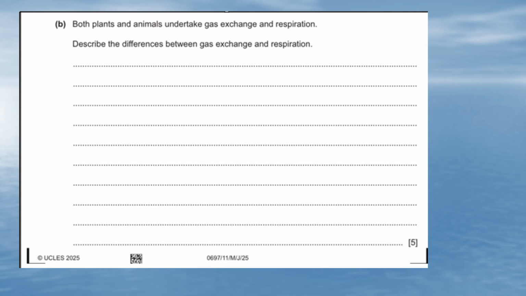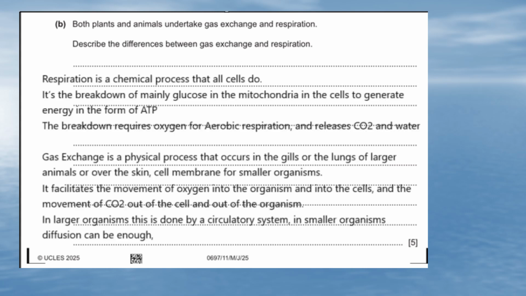I tried to write my answer here, and it might be overly complicated, as I'm a huge fan of respiratory physiology. But anyway, this is how I would write it. I would say that respiration is a chemical process all cells do. That's 1 point. It's a breakdown of mainly glucose in the mitochondria in the cells to generate energy in the form of ATP. That's 1 more point. And the breakdown requires oxygen for aerobic respiration, and it releases CO2 and water.